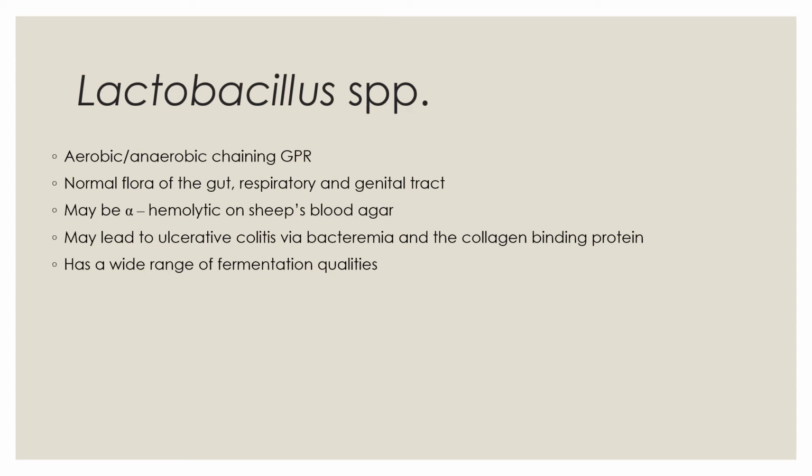Lactobacillus can be an alpha hemolytic colony, much like a lot of streptococcus can look on sheep's blood agar. However, Lactobacillus has been known to cause ulcerative colitis via bacteremia and the collagen-binding protein. It has a wide range of fermentative qualities, including fermentation of yogurt, wine, and other fermented foods.